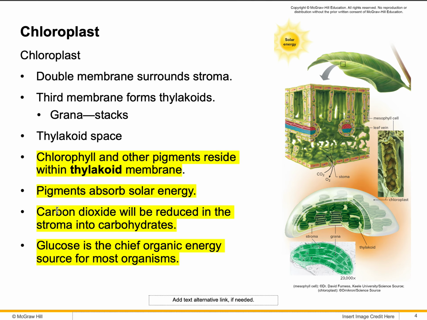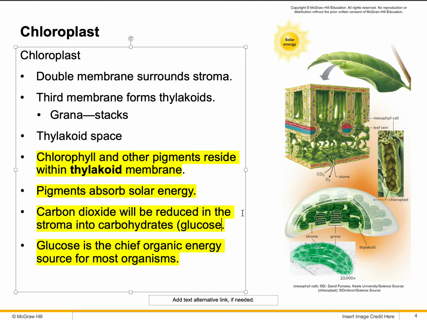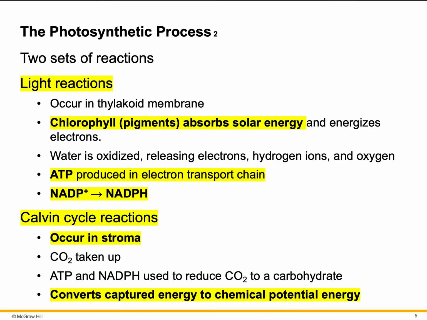So I think I'm looking for the actual equation of photosynthesis, and I don't see it yet. But it says that carbon dioxide will be reduced in the stroma into carbs. So carbon dioxide, as you may know, plants absorb our waste. We exhale CO2, as do other organisms, and then the plant will take in that CO2, and it's reduced in the stroma, which is that jelly, to make carbs, which is the glucose like we mentioned earlier. So I'm going to put that again just so that we don't forget. And it says here that glucose is the chief organic energy source for most organisms. So, okay, let's go ahead and move on.